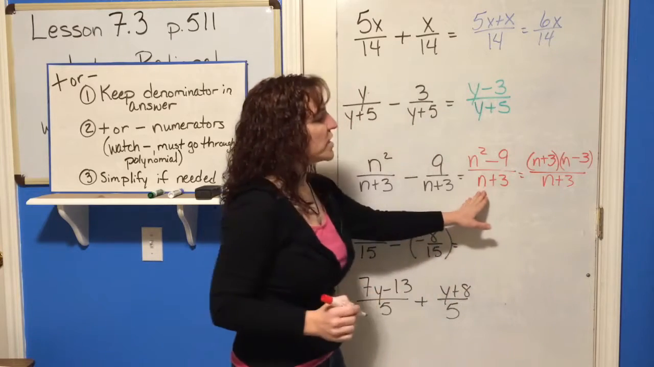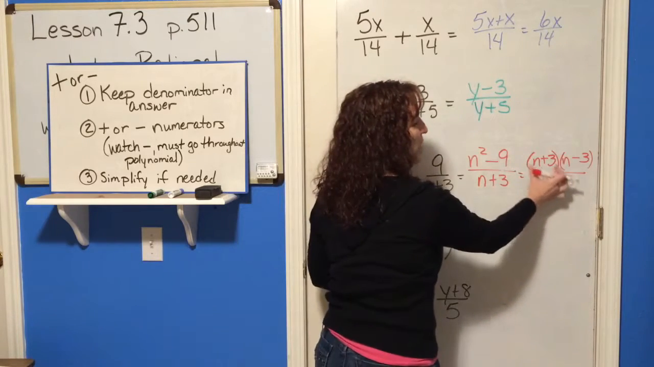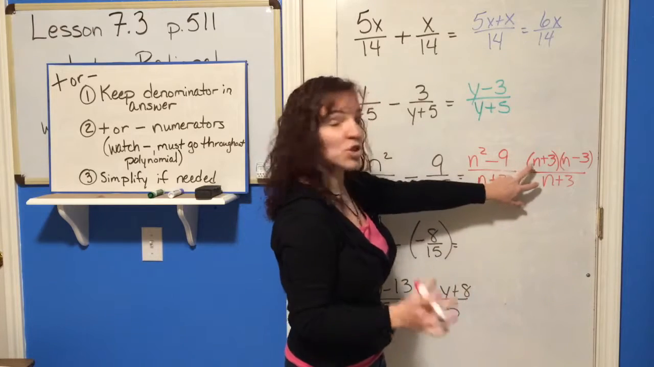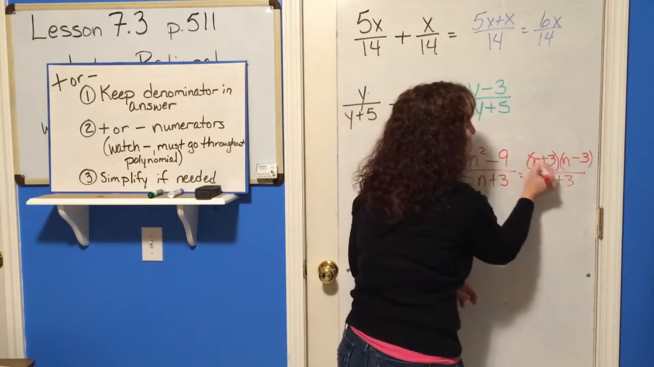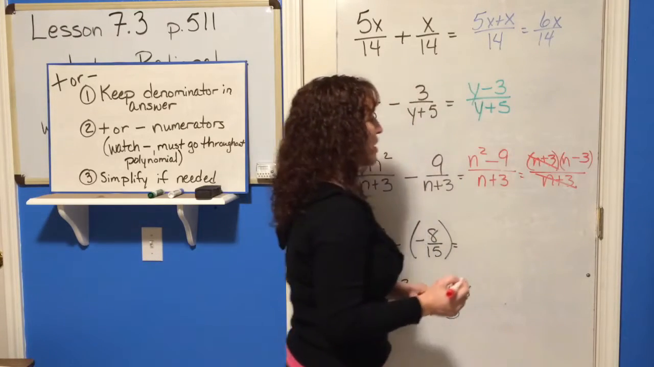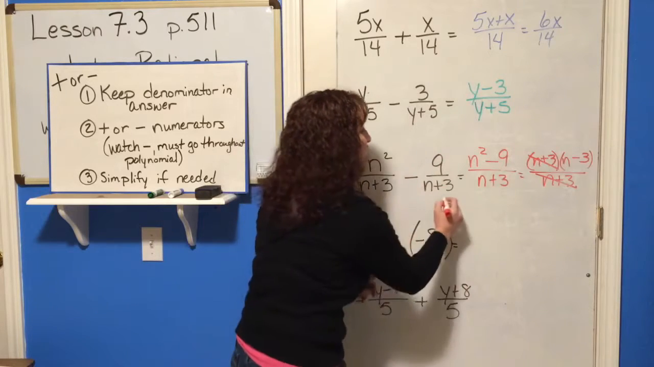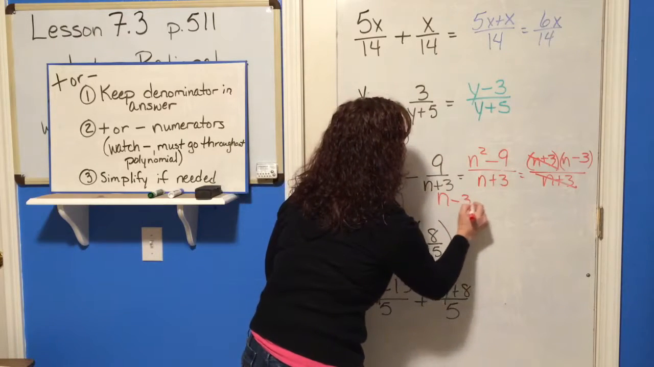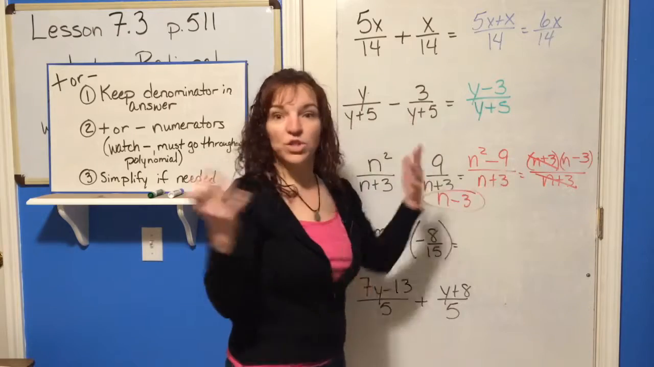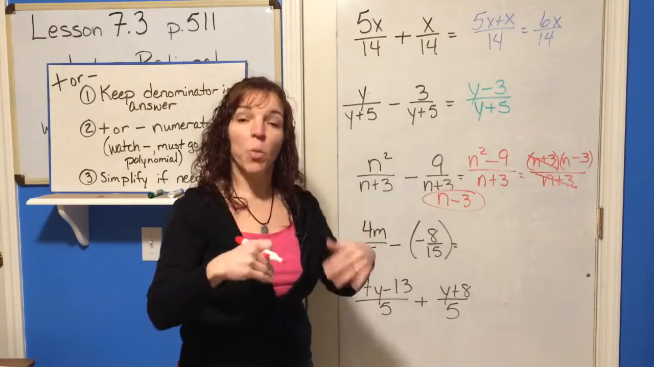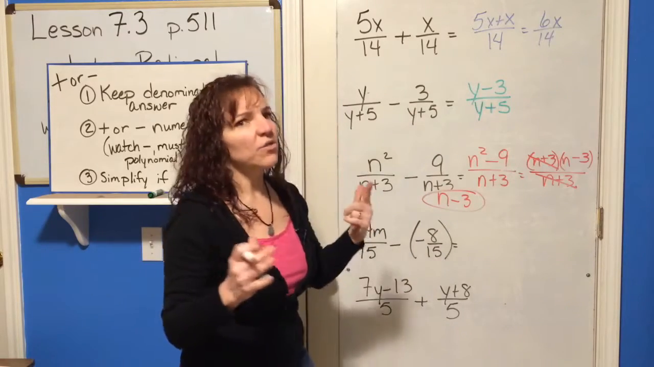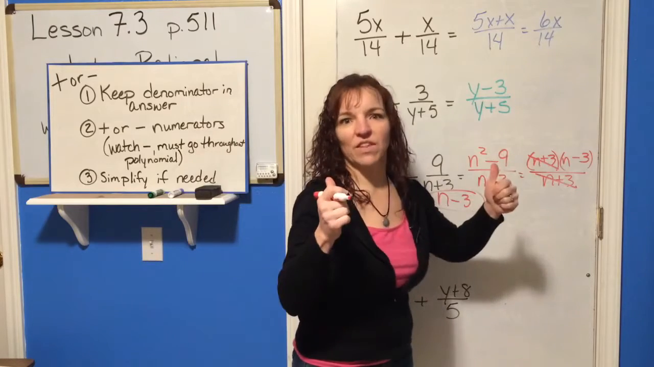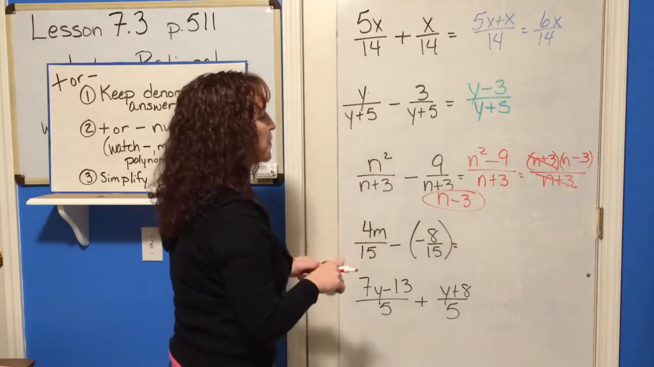But then if you'll notice, you have this whole n plus 3. Remember I said you can't cancel out just the n, but the whole n plus 3 is the same. So you can cancel that, and your final answer is simply n minus 3 over 1, which is just n minus 3. Okay? So if you have a 1 in the denominator, you can leave it off. If you have a 1 in the numerator, make sure you leave it there.